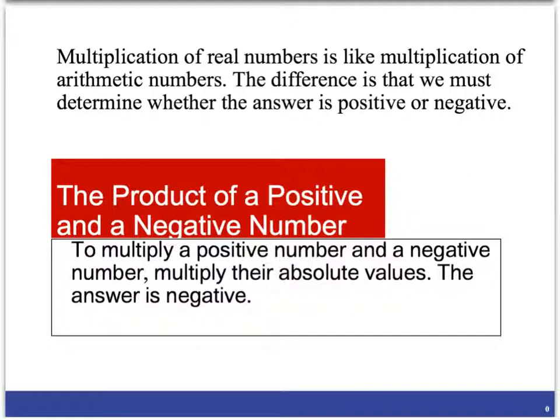So, multiplication of real numbers is like multiplication of regular arithmetic numbers. The difference is that we must determine whether the answer is positive or negative. So to multiply a positive number and a negative number, multiply the absolute values, and the sign is negative.